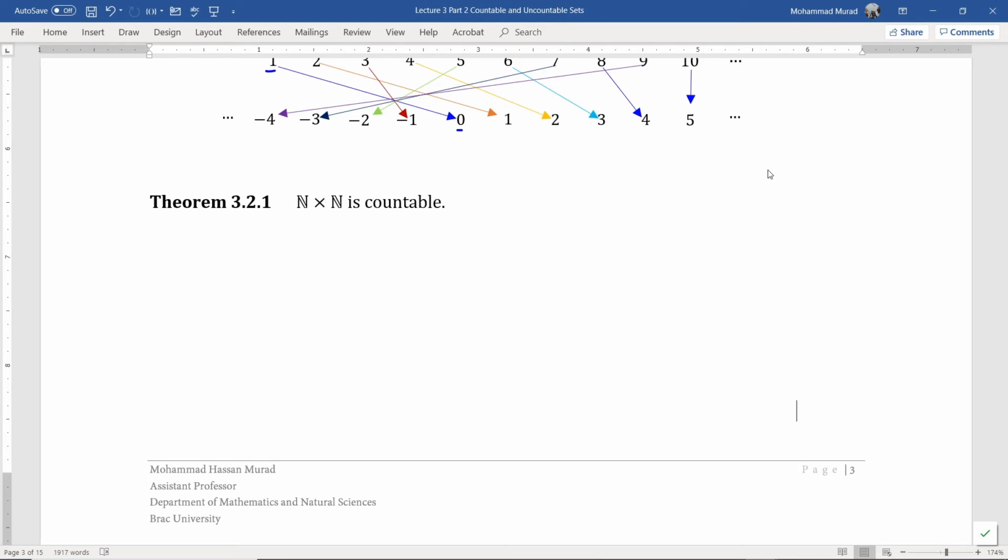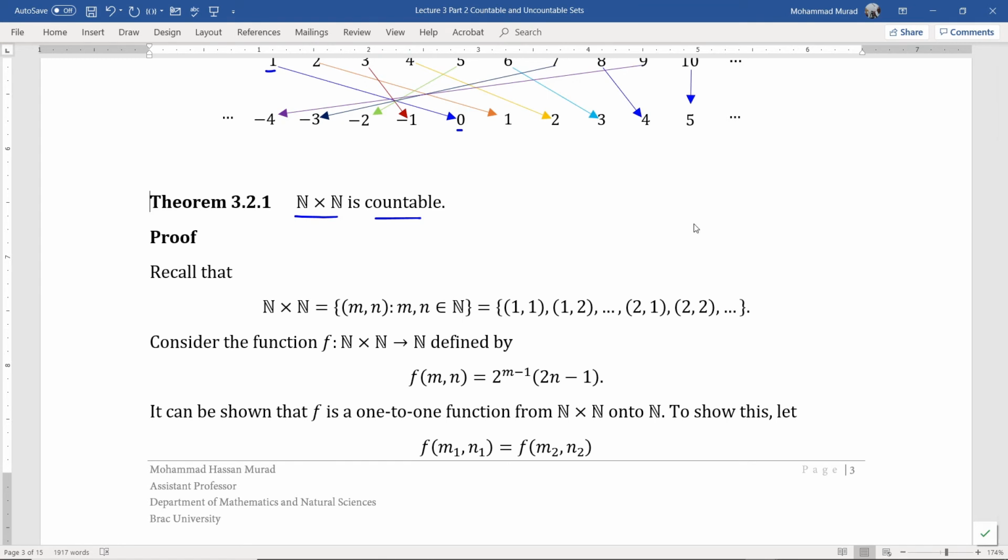Theorem. The Cartesian product of the set of natural numbers with itself is countable. Let's see the proof of this theorem. Recall that the Cartesian product of N with N is the set of all pairs like this, (m, n), where m and n are both natural numbers.